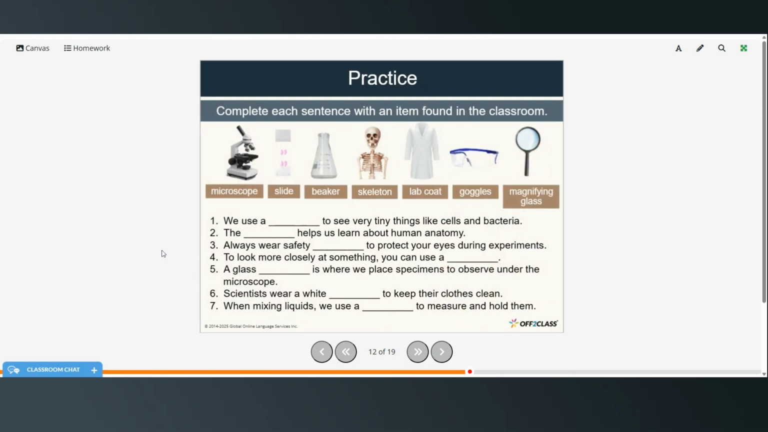All right, so now you're going to complete each sentence with an item found in the classroom. And here are the words. You'll just fill in the blanks. So again, pause the video, try that on your own, and then restart when you're ready to check your answers.